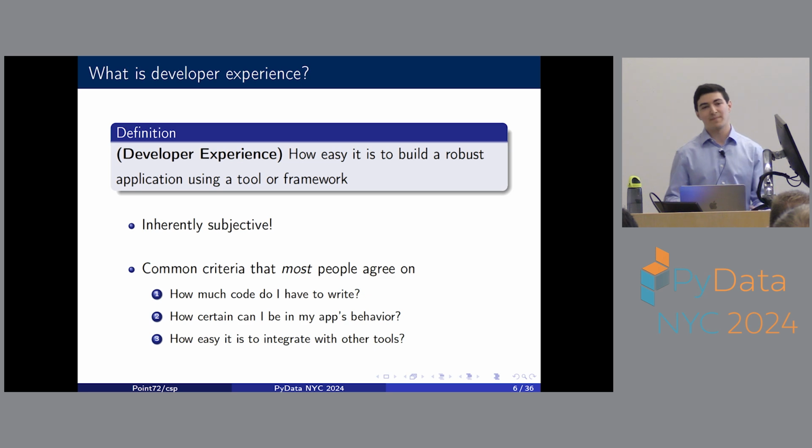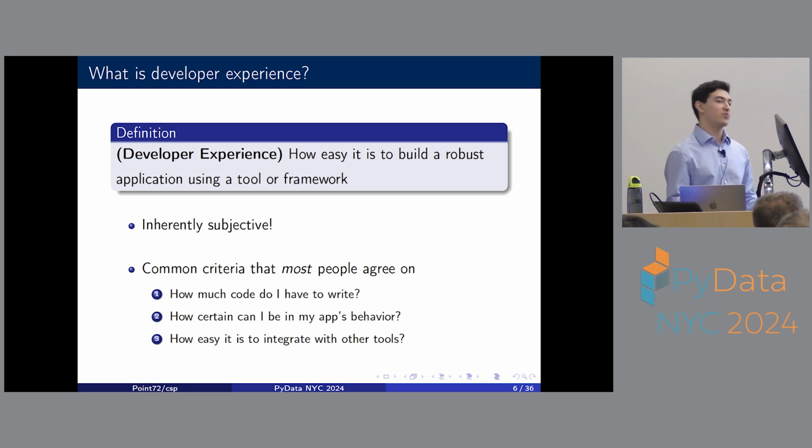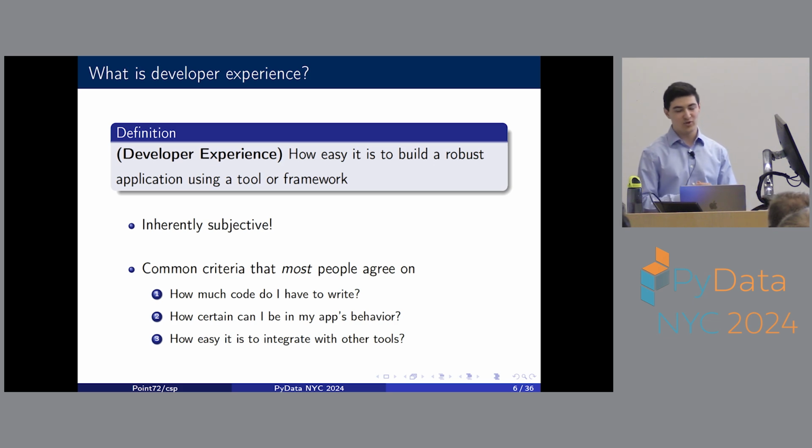These are things like, how much code do you have to write to achieve your goal? Less code is almost always better because it's easier to maintain, it's easier for others to understand. Secondly, how certain can you be in your app's behavior? Can you write good tests that are comprehensive that will verify that when you make a change to your application, it's not going to break the behavior that already existed?